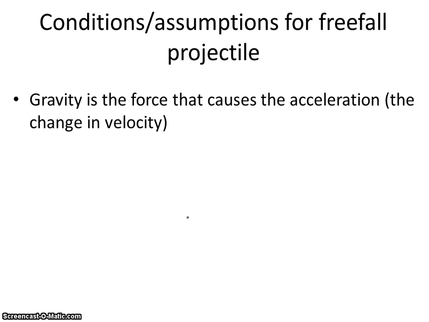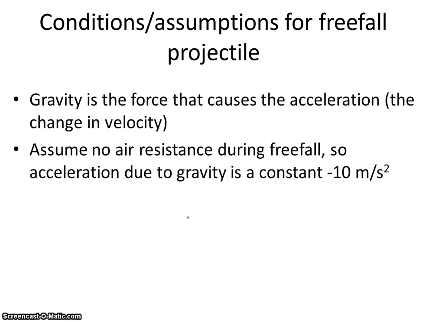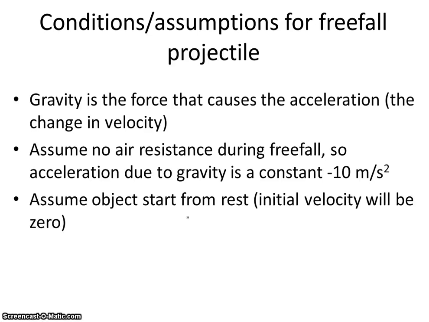So here are a couple of things to keep in mind when we're talking about a projectile that's freely falling. Gravity is the only force acting on it. That's the only thing that's making its velocity change, but the gravity stays the same. We're also going to assume in this whole unit that there's going to be no air resistance. So acceleration will always be negative 10. An object will not reach its terminal velocity in any of the problems that we're dealing with. For this part of the notes, the initial velocity will be 0 if an object falls from rest.